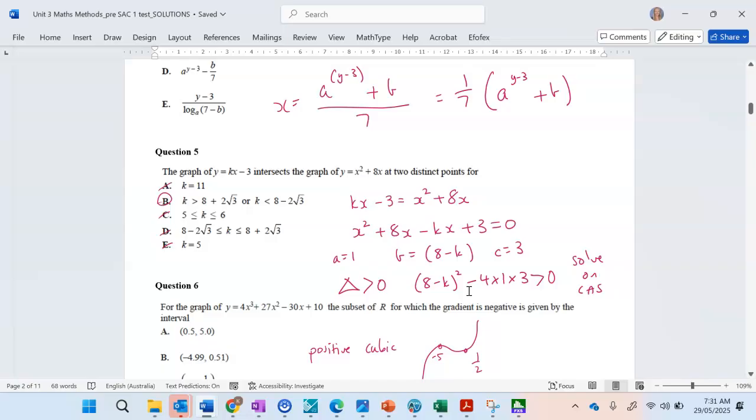Question 5: the graph of y equals kx minus 3 intersects with the graph y equals x squared plus 8x at 2 distinct points. So just simultaneous equations. We've already got y equals and y equals, so we just let the right-hand side equal each other. Then we come up with the quadratic, so we can just use the discriminant to decide, making sure you can see that the coefficient of x, we take out x as a common factor and we get 8 minus k as the coefficient of x.